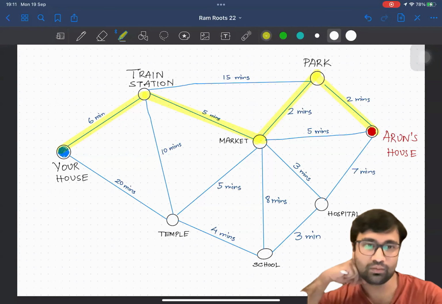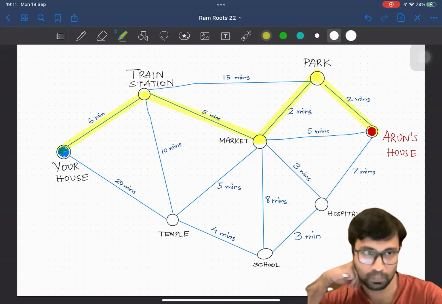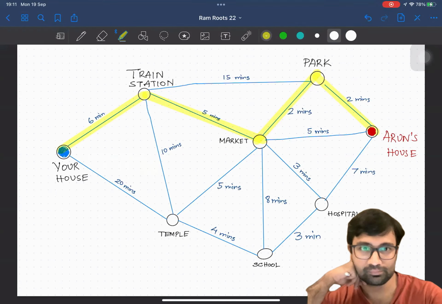Now I'm in the train station, and what do I do? First of all, going back to the temple makes no sense. I'm not even closer to Arun's house, and going to the market makes no sense because it will come closer to Arun's house. But there is one more route where we can go to Arun's house, through the direct way from the train station to the park.